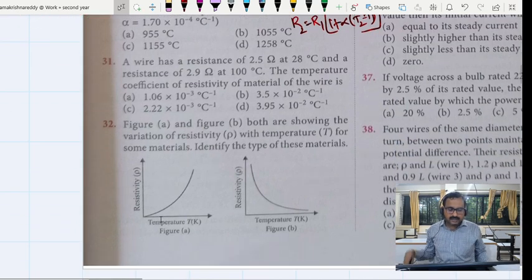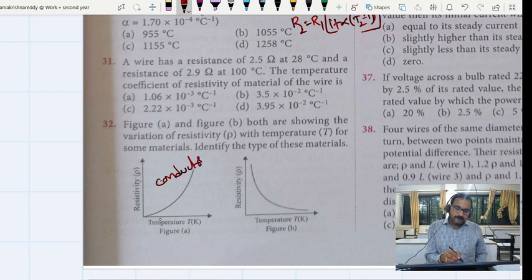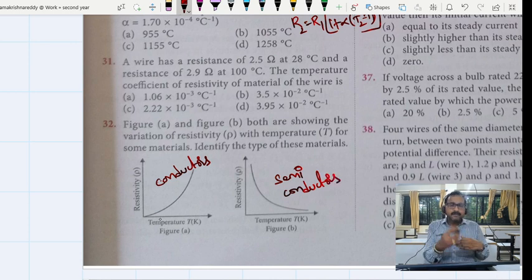Next, question 32. Figure A and figure B both show the variation of resistivity with temperature. Yesterday we discussed this one. This is for conductors. It shows that the resistivity of a conductor increases with the increase in temperature. And for semiconductors, the resistivity decreases with increase in temperature. It is like linear, directly proportional. You have to imagine it as almost proportional, and this one is like inversely proportional.